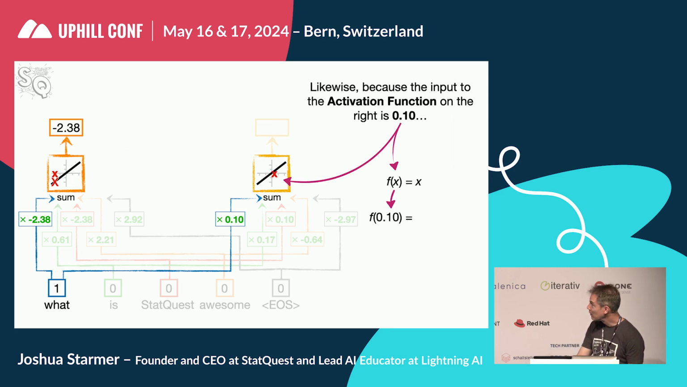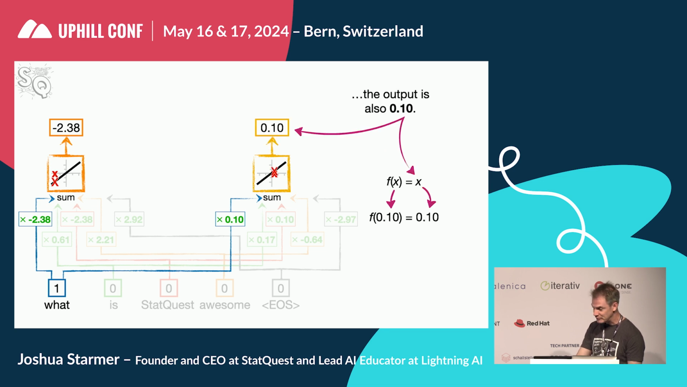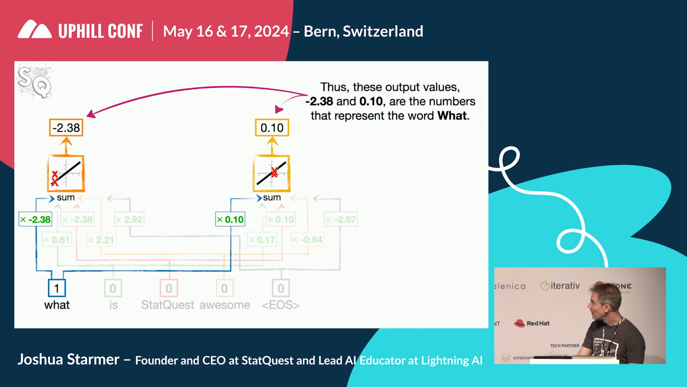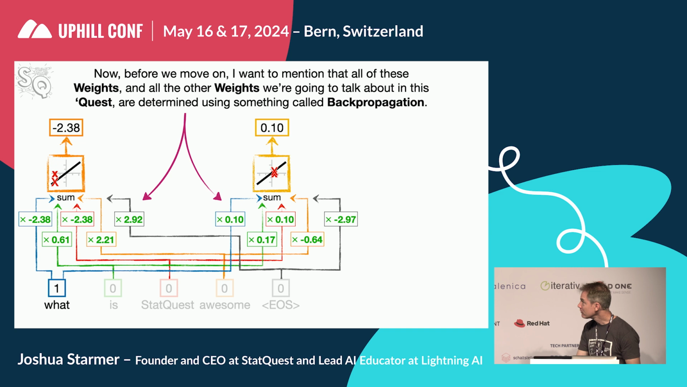Likewise, because the input to the activation function on the right is 0.10, the output is also 0.10. Thus, these output values, negative 2.38 and 0.10, are the numbers that represent the word "what". Bam. Now, before we move on, I want to mention that all of these weights and all of the other weights we're going to talk about in this quest are determined by something called backpropagation.